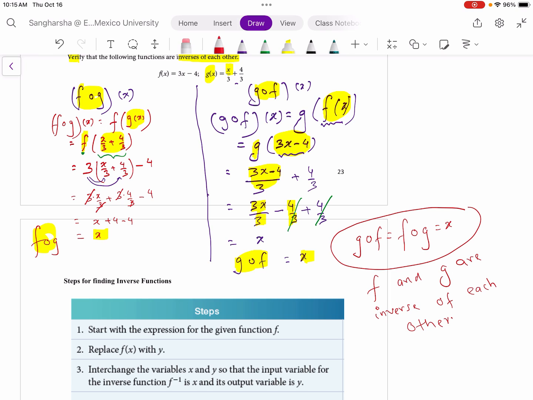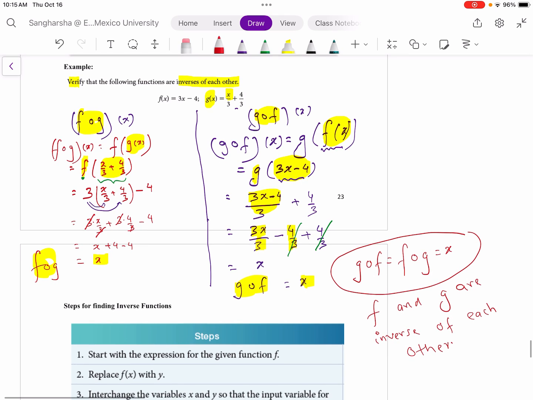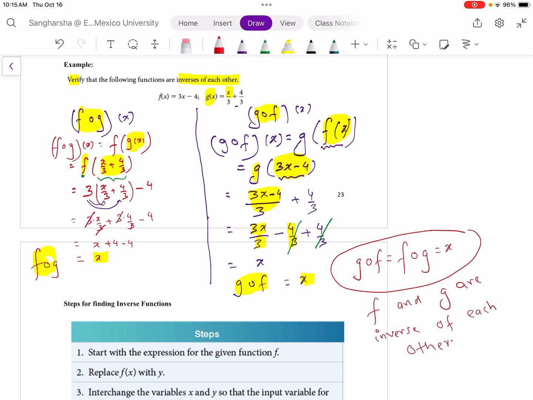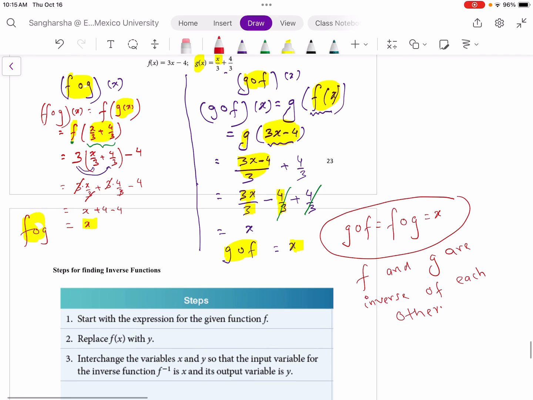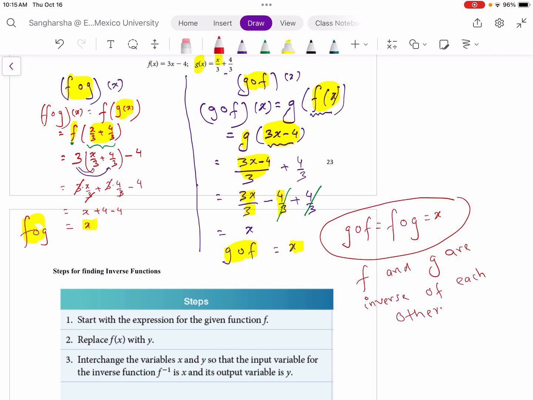Any question? Is anyone still writing? Are you done? F and G are inverses of each other.